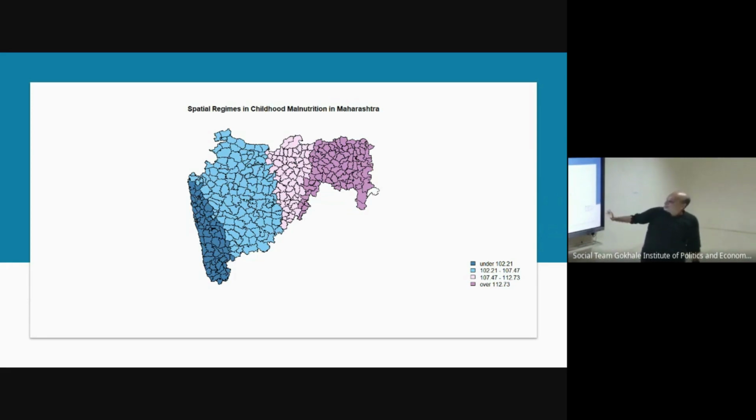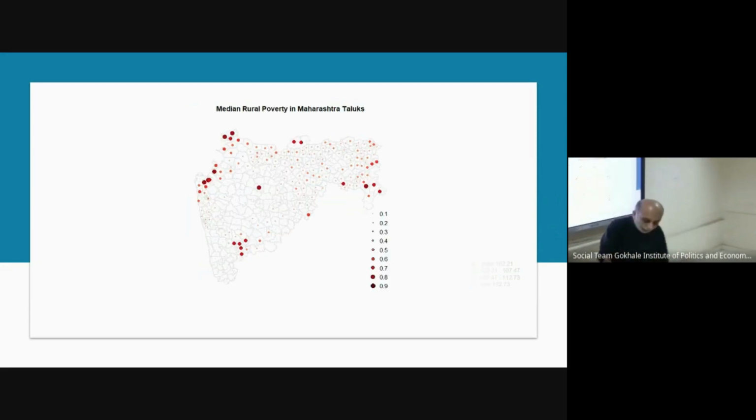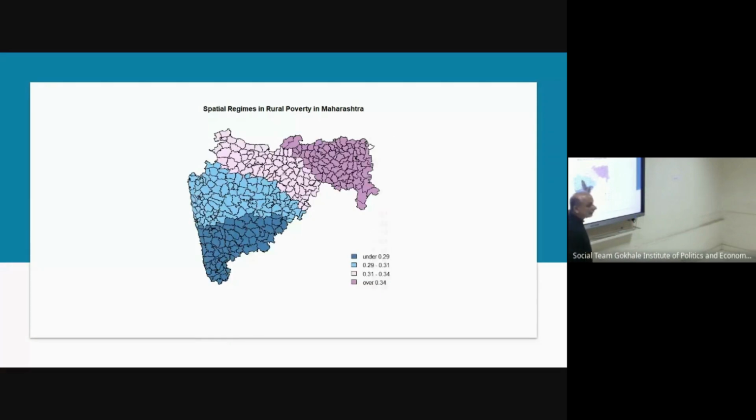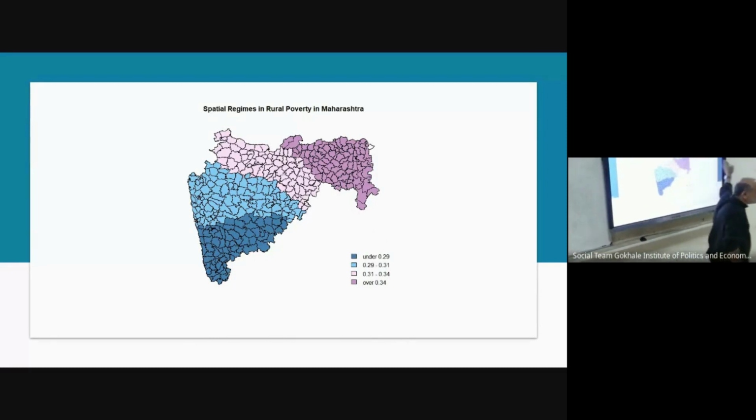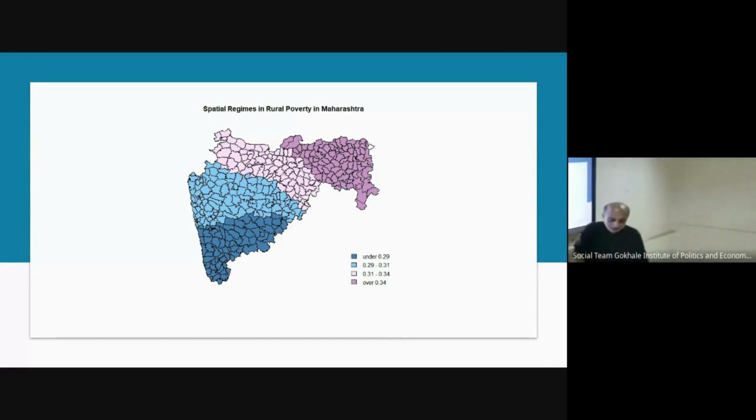If you move from Western Maharashtra to the middle and Marathwada, malnutrition becomes denser. And as you move towards Western Vidarbha and Eastern Vidarbha, malnutrition becomes higher still. You can clearly see a geographical gradation.